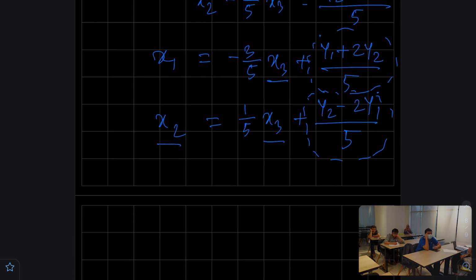So x1 and x2 are the leading variables because in the r number of rows, there is only one 1 in each. The first non-zero element is the one, right?